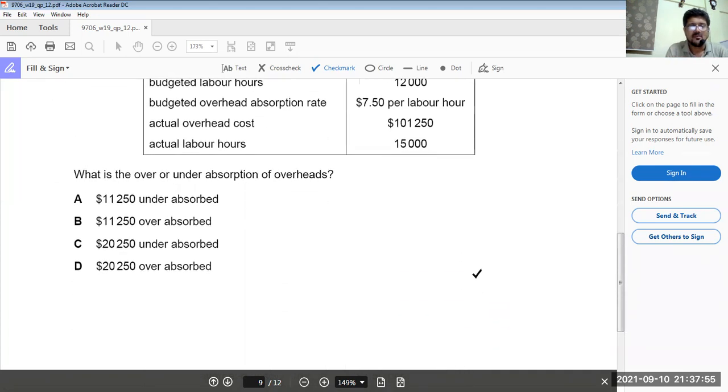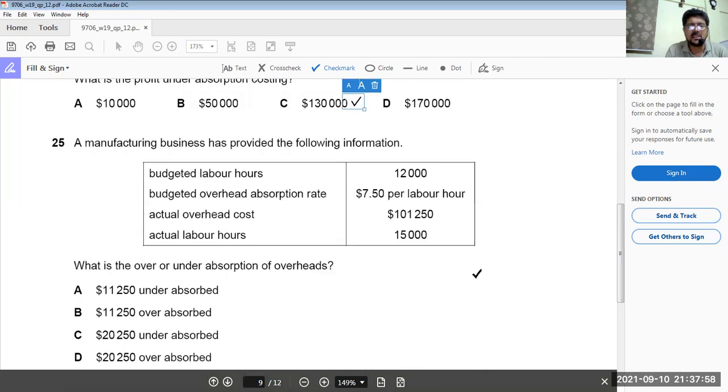25. Now, budgeted labor hours, 12,000. Budgeted overhead absorption rate, $7.5 per labor hour. Actual overhead cost, 101,250. Actual labor hours 15,000. So if actual labor hours worked are 15,000, multiply by 7.5, the budgeted rate, we must have absorbed overhead of 112,500, but the actual is 101,250. We have over absorbed by this. So B option is the answer.